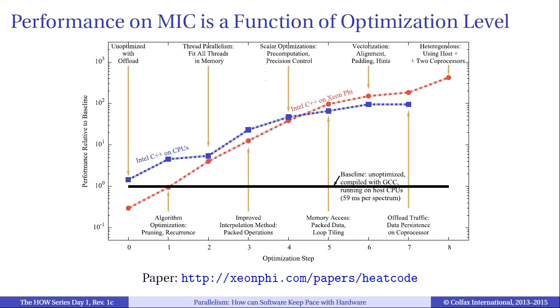So let me go further and show how this translates to real application performance. As I showed, not using memory efficiently and not using vectorization and multithreading efficiently can give you a huge performance penalty. And this is what it looks like in a real application. This is a case study that we did with Stanford University on a library called HeatCode. It stands for Heterogeneous Library for Transient Cosmic Dust Emission. So this is an astrophysical application.